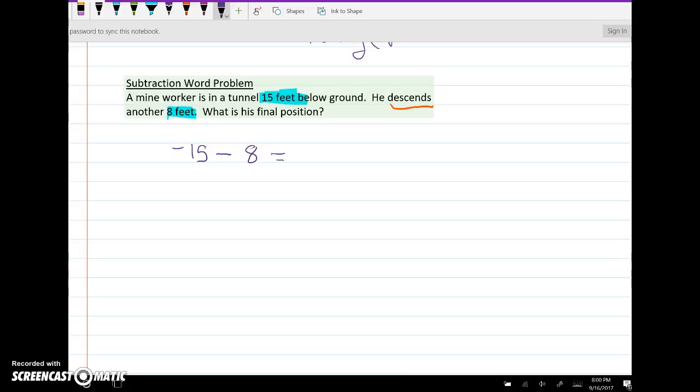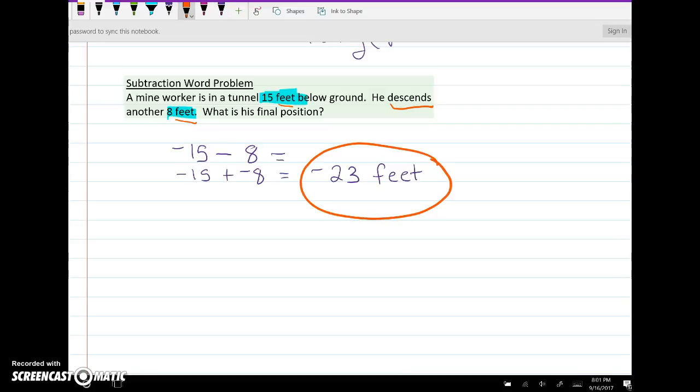Now remember, from the video, subtracting a positive is the same as adding a negative. So, negative 15 plus negative 8 is negative 23. Because when we have the same sign, we just have to add it together and keep the sign. And what are we talking about? What's our unit of measurement? Feet. Must not forget our label. 23 feet. And that is our final answer.